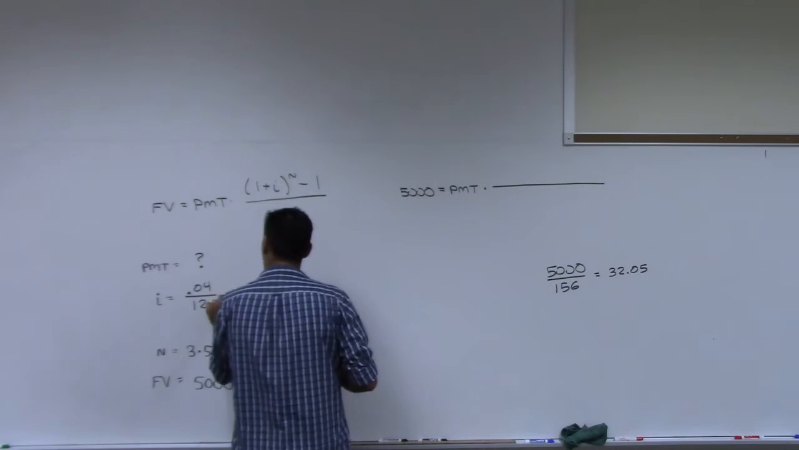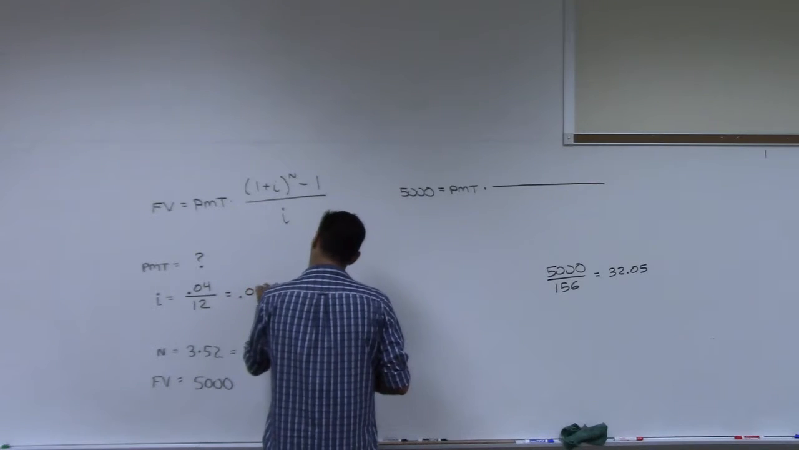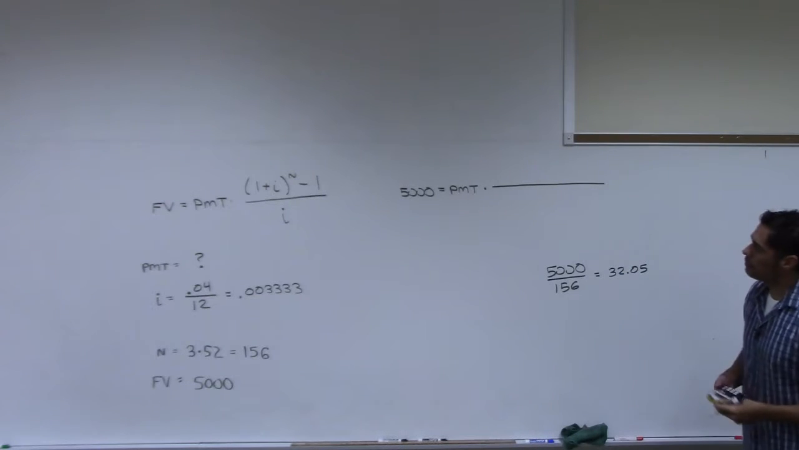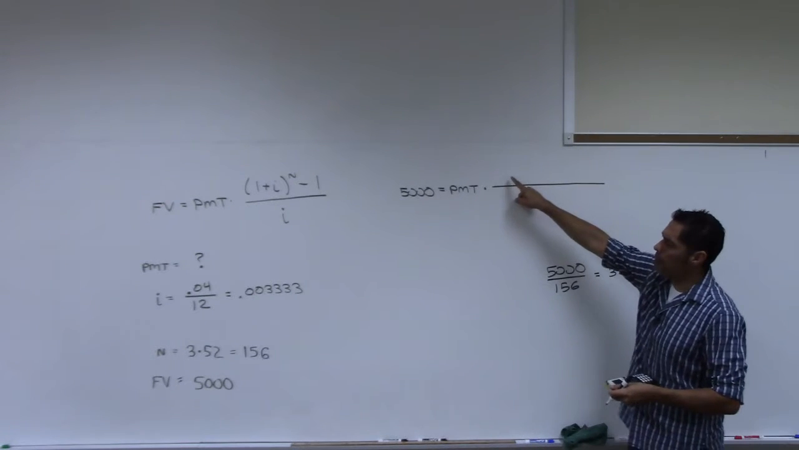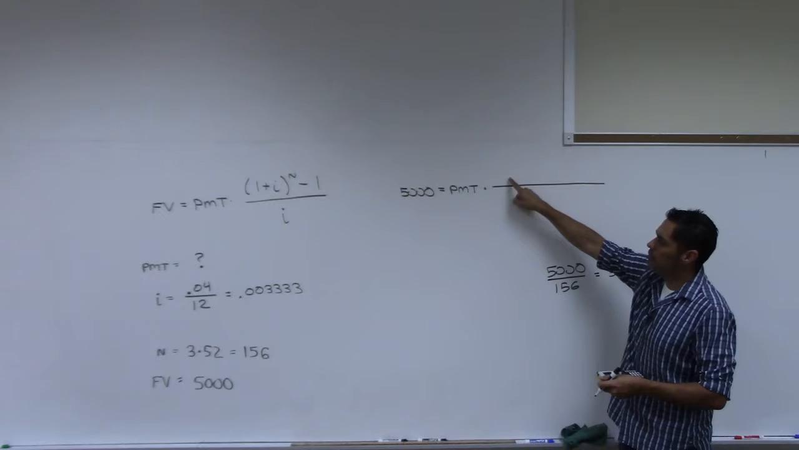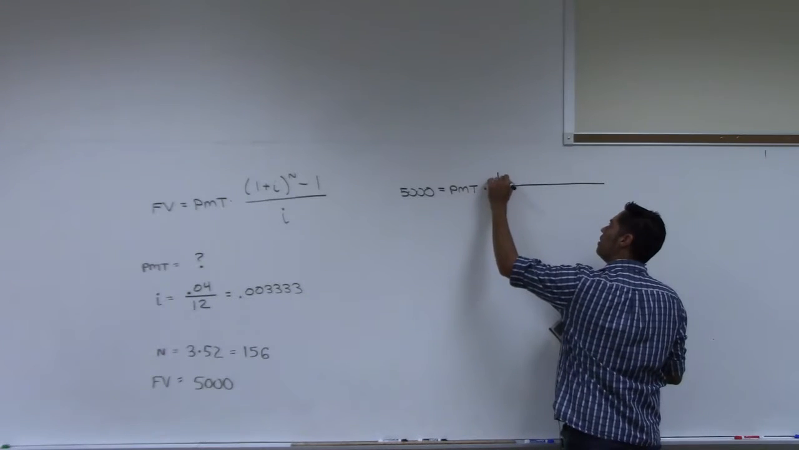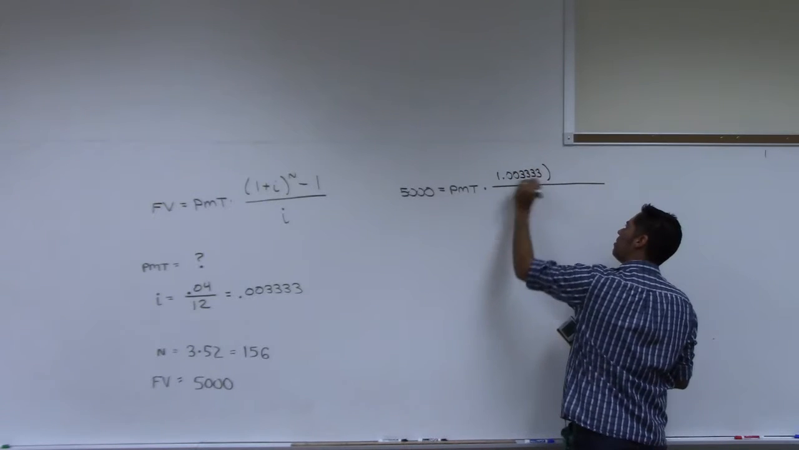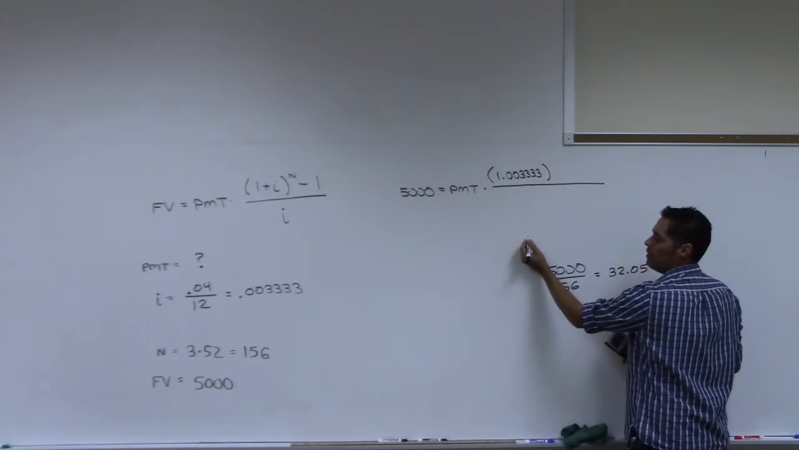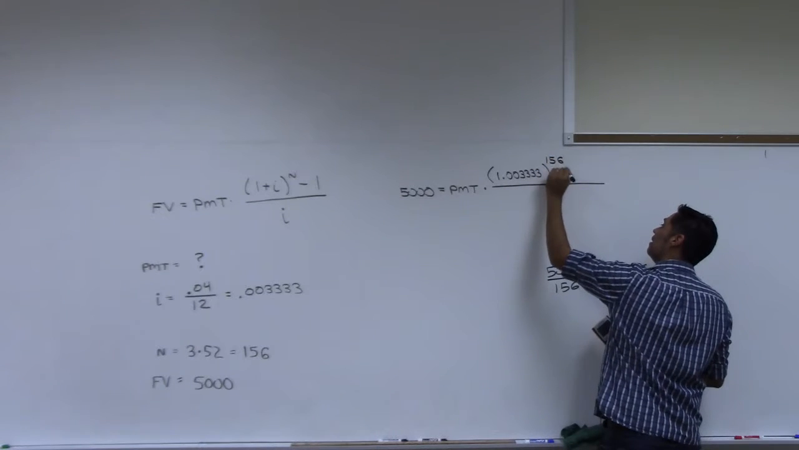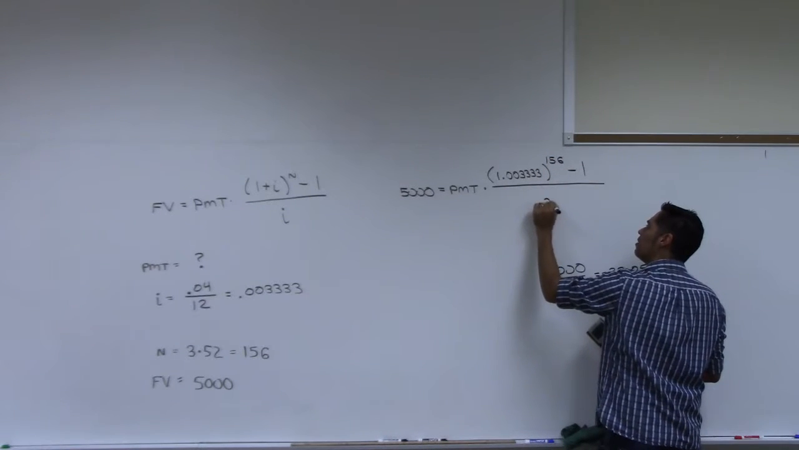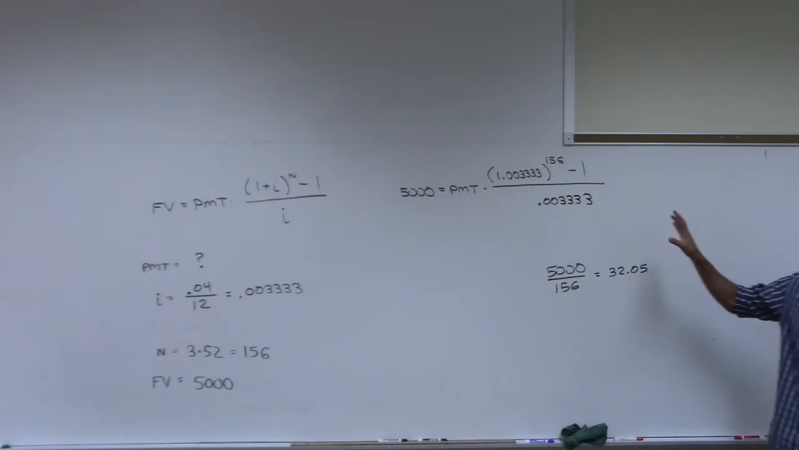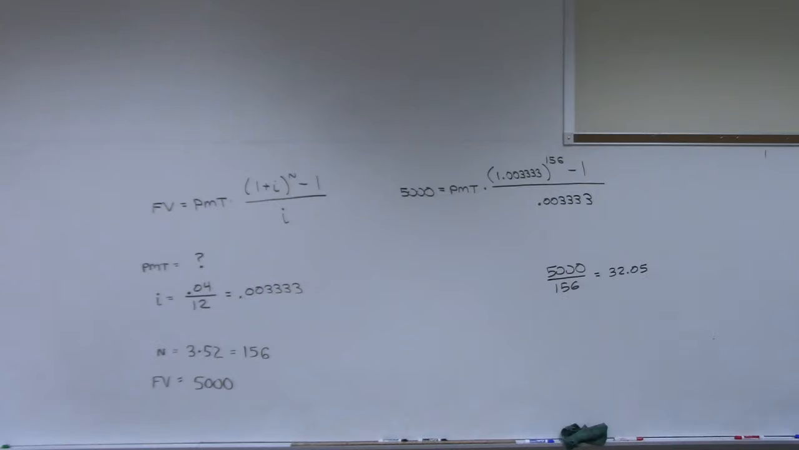Okay, 0.003333. I'm going to go with 4 threes. So what goes right here? Top left. It's 1.003333 raised to what power? 156 minus 1 over 0.003333. Any questions on plugging that in to the formula?